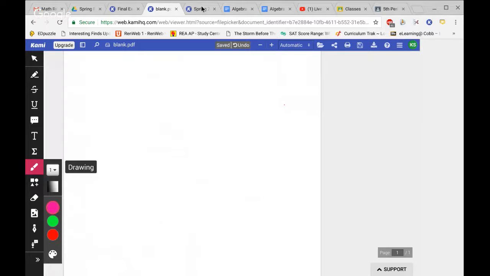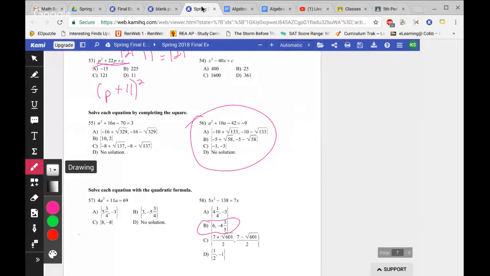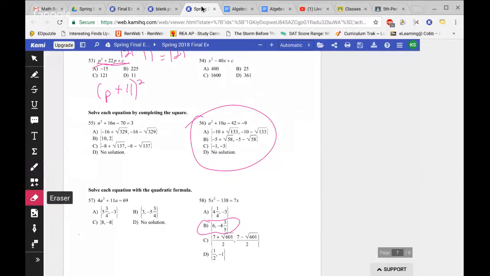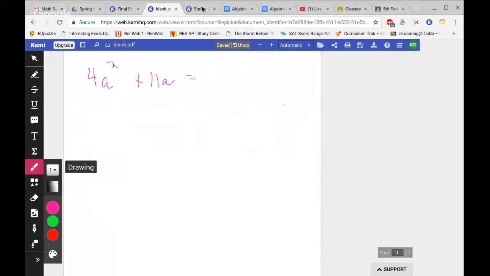So what's the problem? 57. 4a squared. Oh, yes, Riley. I think we're on 57, I believe. 4a squared plus 11a minus 69. Minus 69? Well, I'm skipping ahead. Oh, you skipped ahead. Okay. I was like, wait a minute. So it's equals 69, basically.